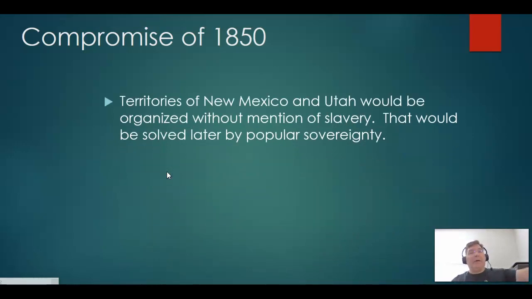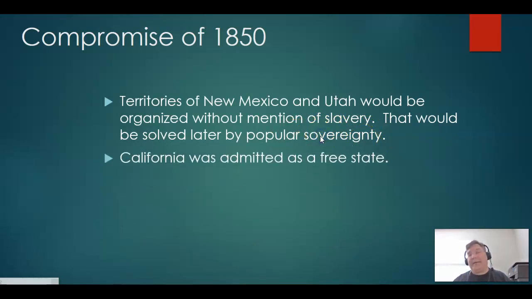So, we're going to let New Mexico and Utah, we're going to organize them into territories, and we're just going to ignore the question of slavery for right now. We're going to solve that problem through popular sovereignty. Popular means like population, the people, sovereign, to reign, to rule, like a king reigns. Okay, so the people rule. The people are going to get to decide for themselves.